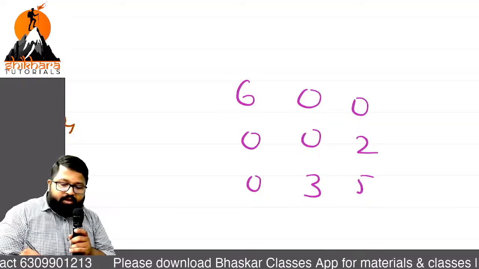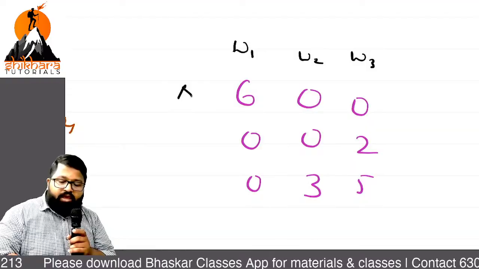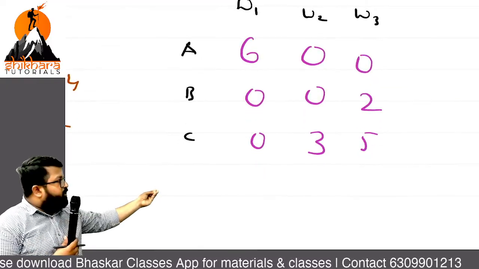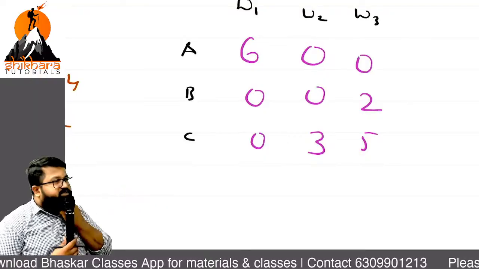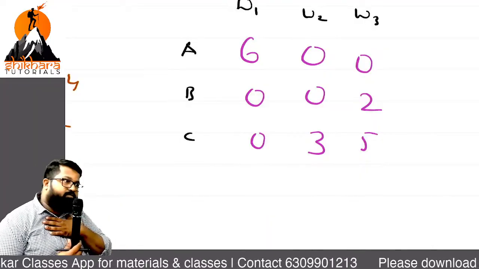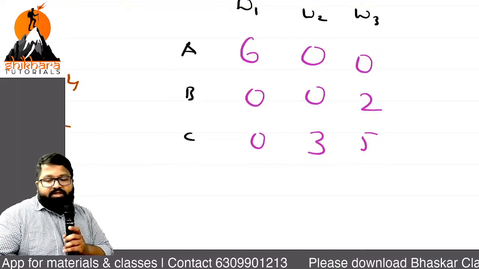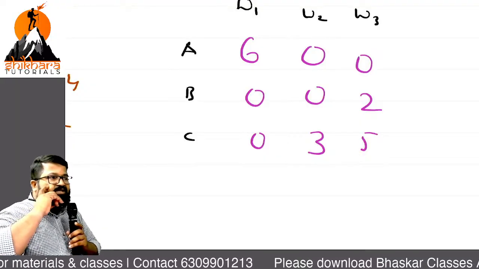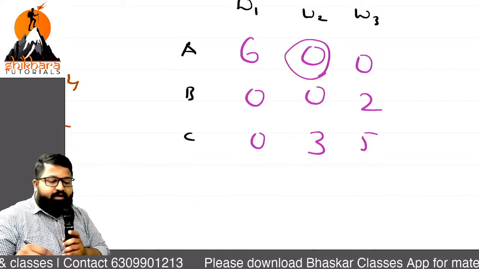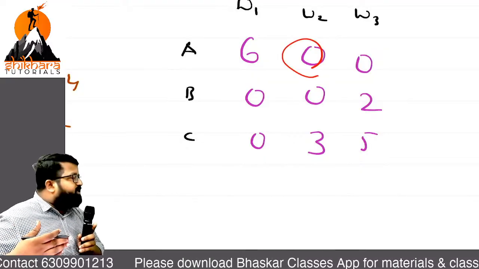I'm writing some work 1, work 2, work 3, and A, B, C. For the test for optimality, can you identify the areas? Basically, where there are zeros, that is our friend. If you make a simple selection as per your wish, for A which 0 will you select? For example, I selected this 0. It may be appropriate or not, I don't know, but let us select that 0.